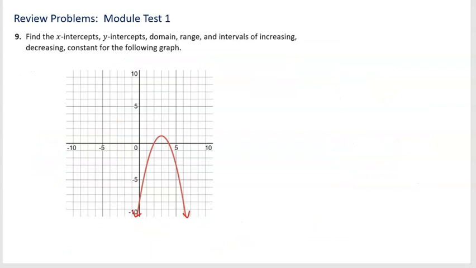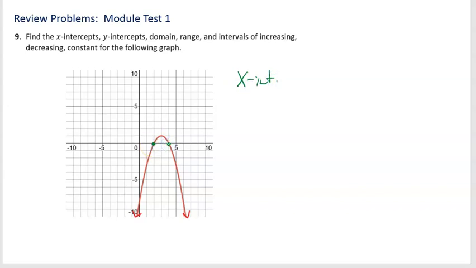All right, here's a different kind of question. Find the x-intercepts, y-intercepts, domain, range, and intervals of increasing, decreasing, constant for the following graph. We've got a lot to find. So x-intercepts. X-intercepts are defined to be where the graph crosses the x-axis. Okay? Now, I would like those in point form.